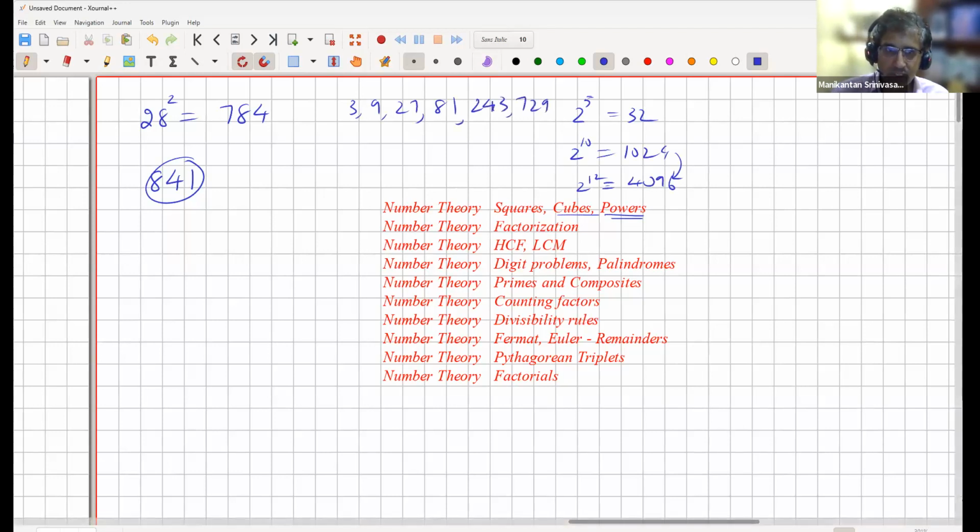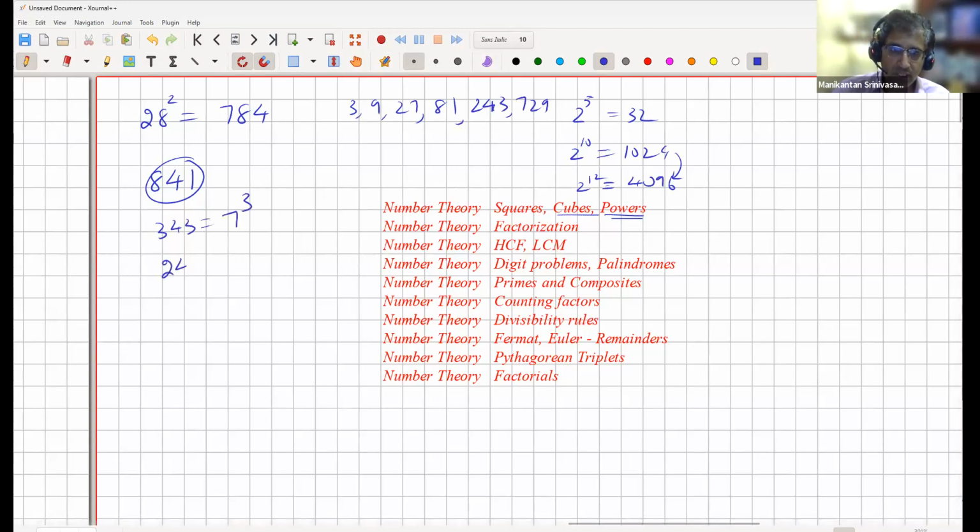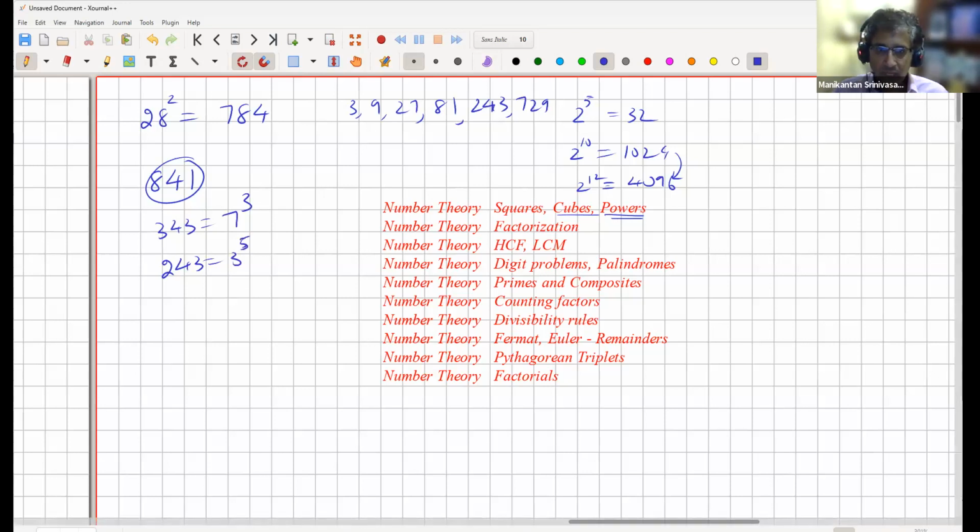By the way, 343 is a perfect cube, just 7 cube. 243 is 3 power 5. Don't get confused between the two. I used to get confused, quite a lot, between these two numbers, 343 and 243, right?